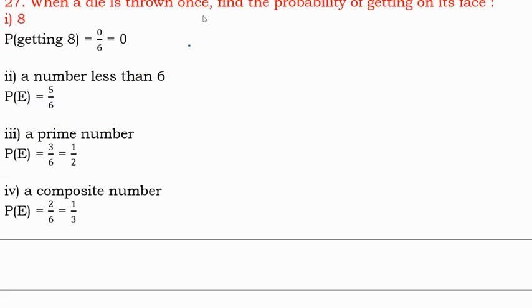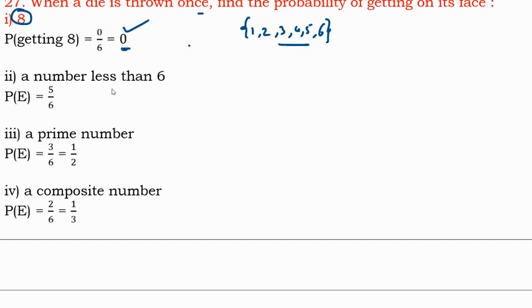27th question, when a die is thrown once, find the probability of getting 8 on its face. We know that a die has the numbers 1, 2, 3, 4, 5, 6. So we have no option for 8. It is an impossible event, so the probability will be 0.